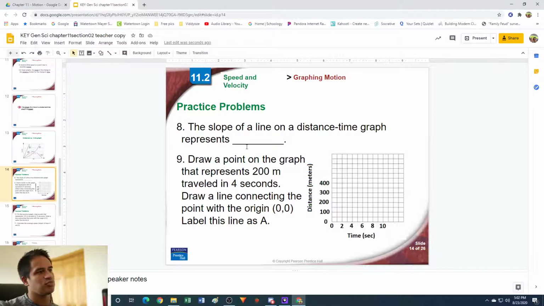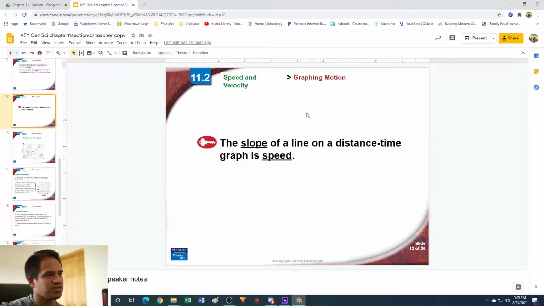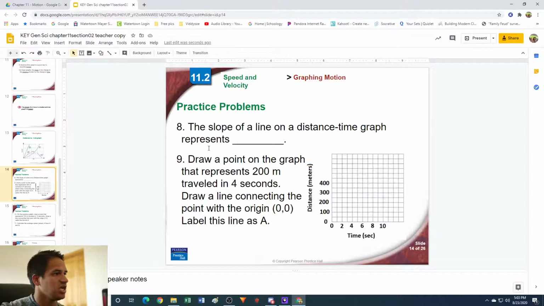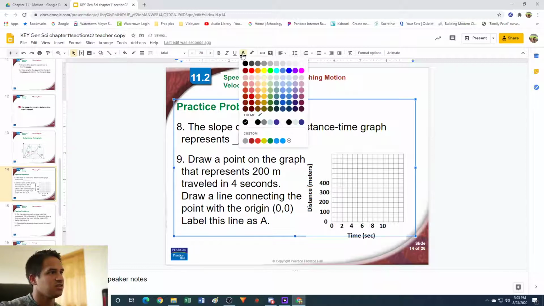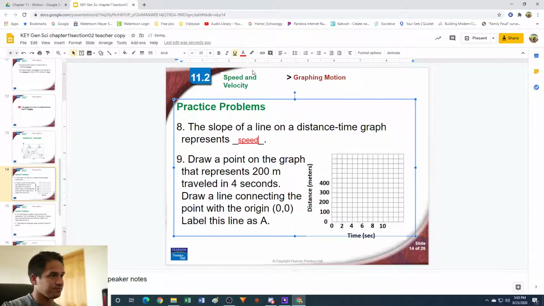Number 8, the slope of a line on a distance time graph represents what? So this also is directly from the notes, but is this slide right here. The slope of a line on a distance time graph is speed. So we can find the slope of a distance versus time graph. That will tell us the speed of our object.